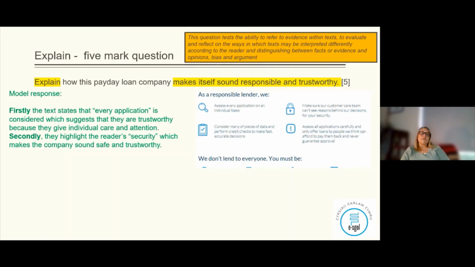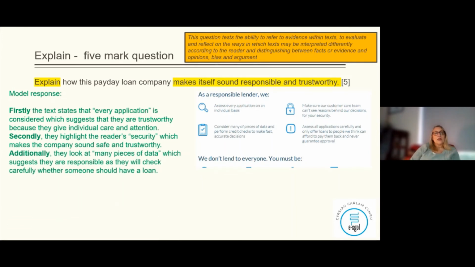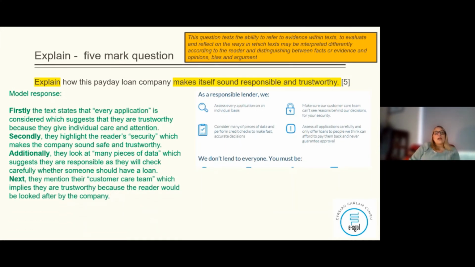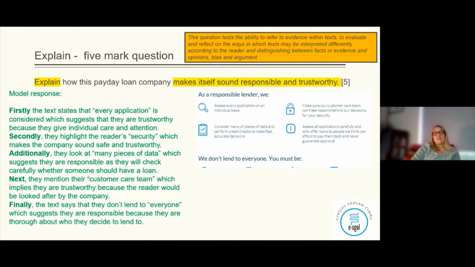Okay, so next one, secondly, they highlight the reader's security. So again, I'm taking that from the text. I'm putting my quotation marks in there, which makes the company sound safe and trustworthy. So again, I'm taking words from the question to put in there. The next one, additionally, they look at many pieces of data, which suggests they're responsible as they will check carefully whether someone should have a loan. So again, I'm just putting those points that I've highlighted and annotated into a response. Next, they mention their customer care team, which implies they are trustworthy because the reader will be looked after by the company. So again, I'm explaining it, I'm putting my evidence in from the text.